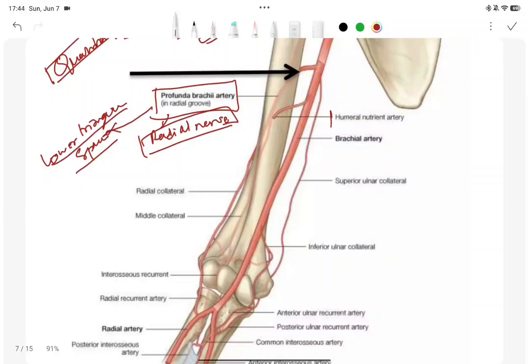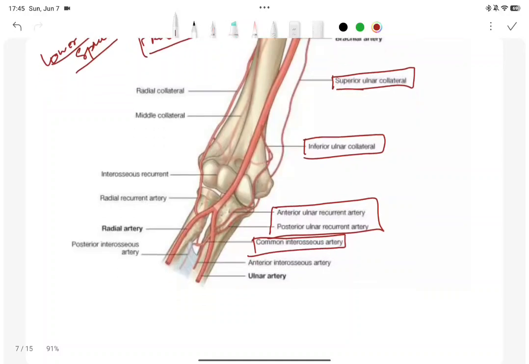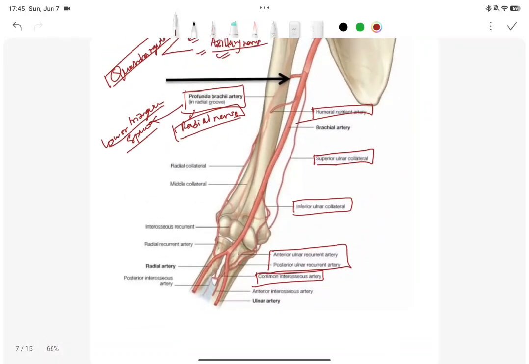So this is the humeral nutrient artery which passes through the nutrient foramen of the humerus, and there are the superior ulnar collateral arteries, the inferior ulnar collateral, and the ulnar recurrent arteries, anterior and posterior, and there is a common interosseous artery. Okay, arterial supply खासै चाहिदैन, मैले जस्ट ओभरभ्यू दिनलाई मात्र. So यहाँबाट it will divide into the radial artery and the ulnar artery.